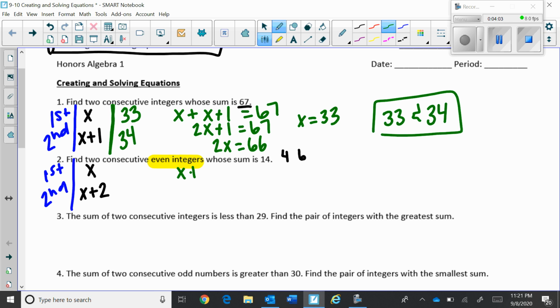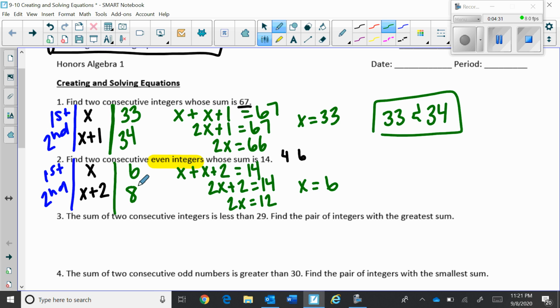We know these two are going to add together to equal 14, whose sum is 14. So now we can just solve. So 2x plus 2 equals 14. Subtract 2 from both sides. 2x equals 12. So x equals 6. All right, remember we wanted our two consecutive integers. So if we come back and plug it back in, we have 6 for our first integer. Then 6 plus 2 is 8. So we have 6 and 8 as our final answers there.